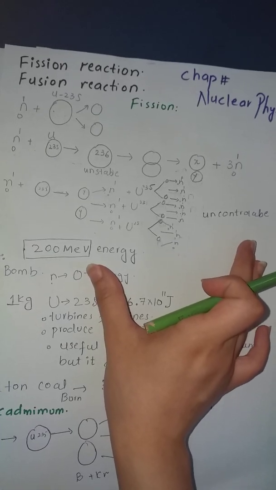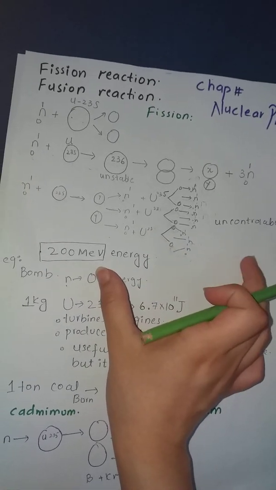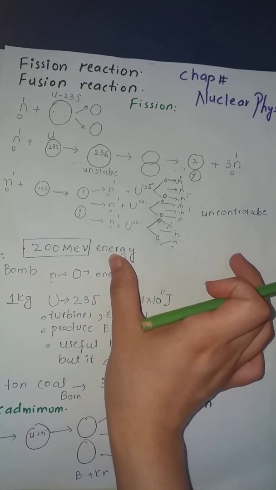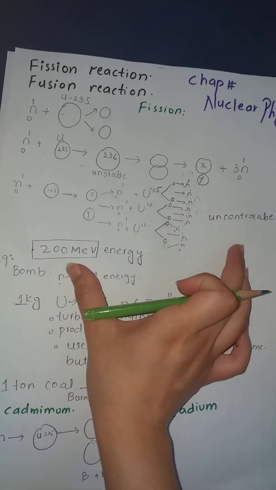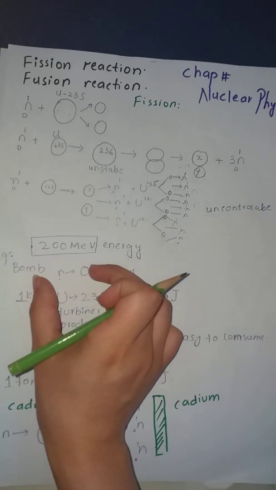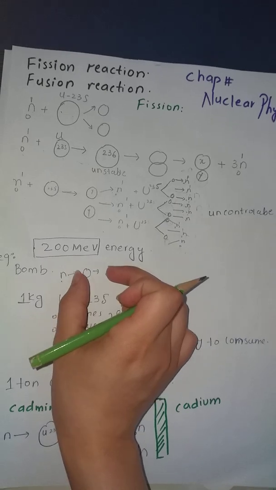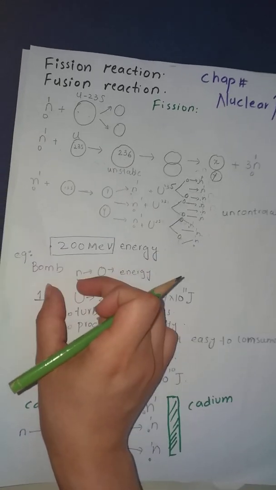This is a very, very strong energy, and this is the chain reaction. It is going on until we perform an uncontrollable thing. So as we can see in this reaction, we have gained maximum 2 milli electron volt energy, and this is really, really high amount of energy. So for example, we have a bomb.